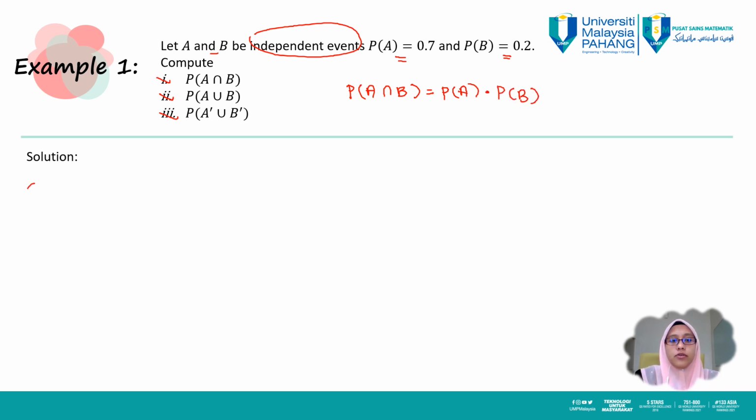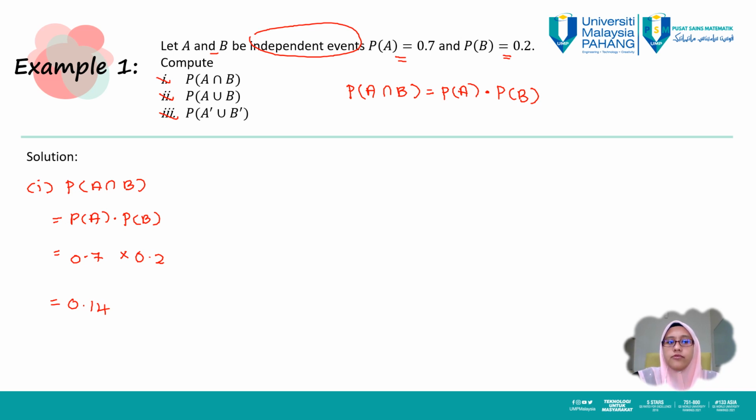Alright, for number one, this is easy. You are going to find probability of A intersect B, by using the formula P(A) multiplied with P(B). So you will have P(A) 0.7 multiplied with 0.2, and you will have 0.14.